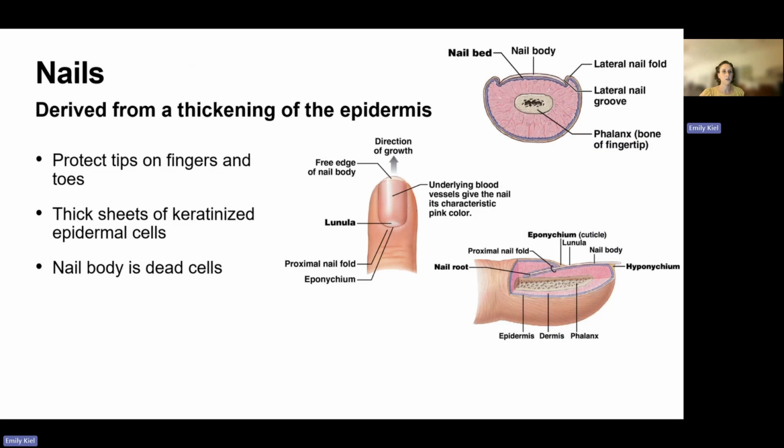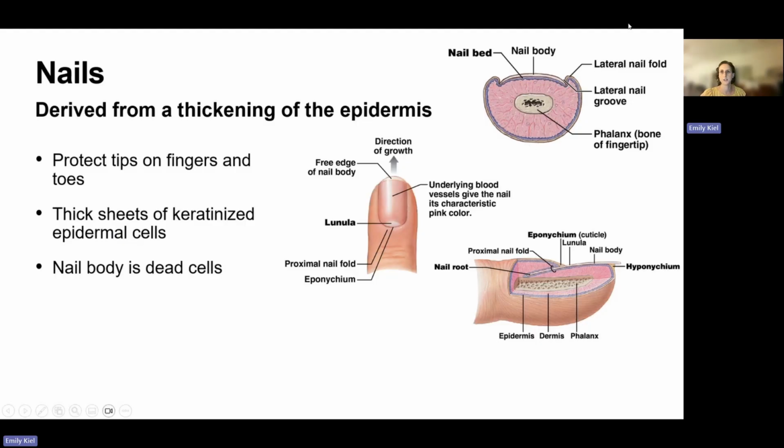And we've got our nails. So nails are just a thickening of the epidermis, and they're going to protect the fingers and toes. So protect those tips. They are really just keratinized epidermal cells. So cells that have that waterproof material, and then the nail body is cells that have died.